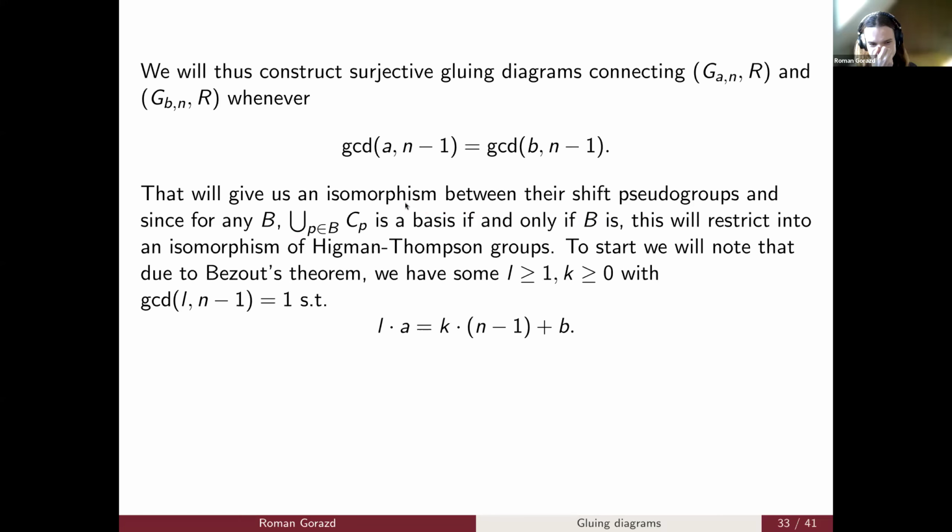So first of all, we use Bézout's theorem, and we see, okay, if those GCDs are equal, we can find an L here such that L times A is equal to B modulo N minus 1.